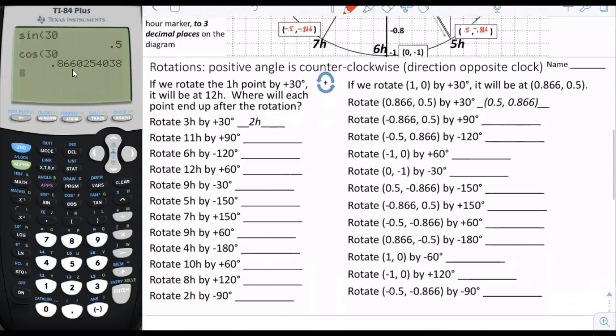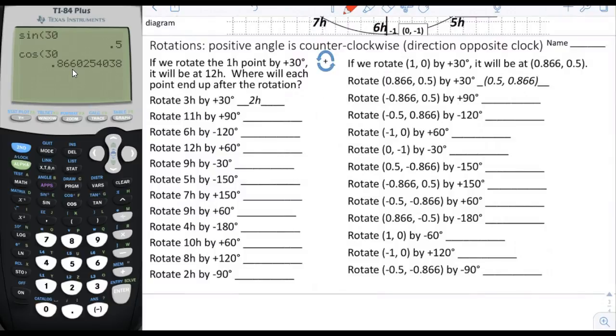Okay, so we finished with that page. Now we're going to go to the last page. What the last page is asking us to do is to find a few rotations. And I'm just going to pick out a few random ones to do, just so that you can get the idea of how to do these. The first thing I'm going to do is do the examples, but after that, you know how to do them.